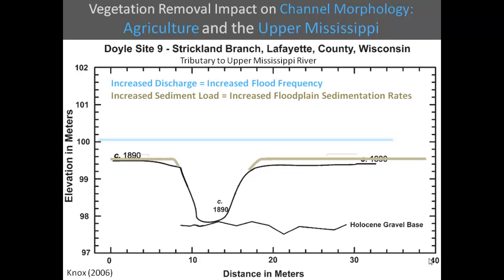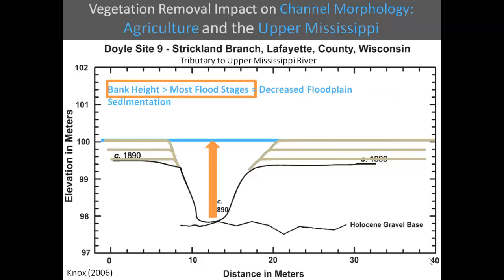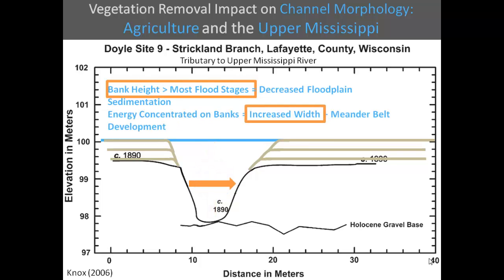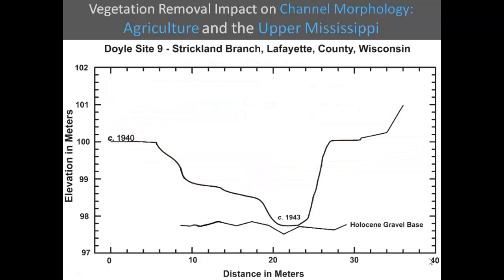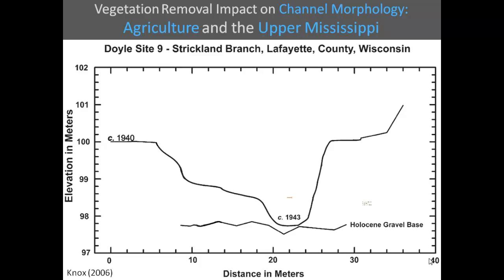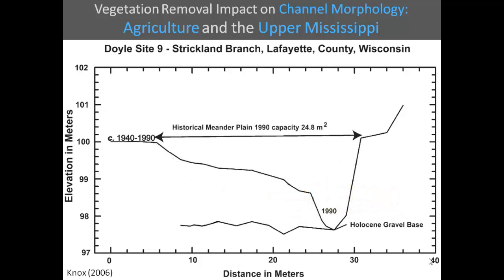Accelerated floodplain sedimentation increased until most flows could no longer overtop the banks. Without access to the floodplain, the energy of high flows became concentrated on the banks and the channel began to erode sideways. This lateral channel migration continued to widen the cross-section and increase flow capacity.